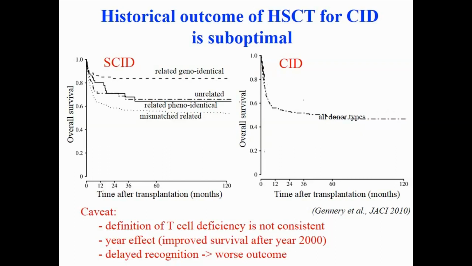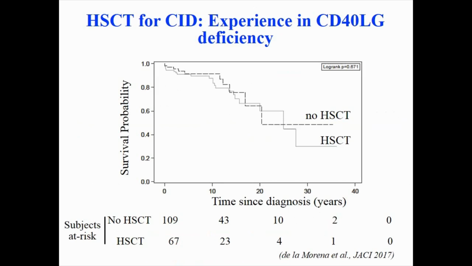But now, because of the advances in genetics and advances in immunological tests, we're actually able to diagnose CID earlier. And so let me give you one example of how things have evolved. This was a study that was published 2 years ago from Maite de la Morena on CD40 ligand deficiency, an international study. Look at how things have changed.